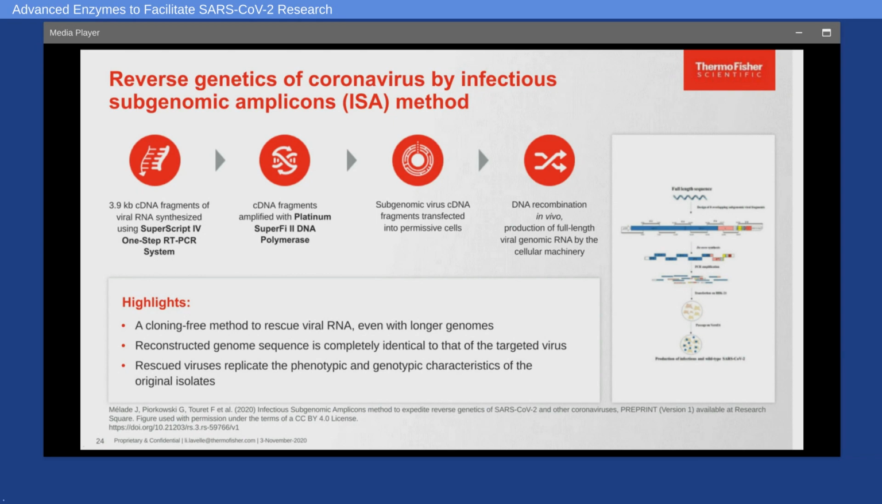The full-length viral genome was then verified by one-step RT-PCR assay. The constructed genome turned out to be completely identical to that of the target virus. The rescued virus replicates the phenotypic and genotypic characteristics of the original isolate.